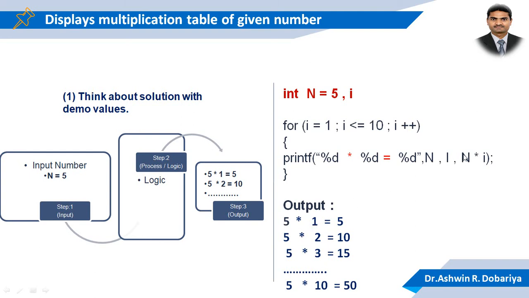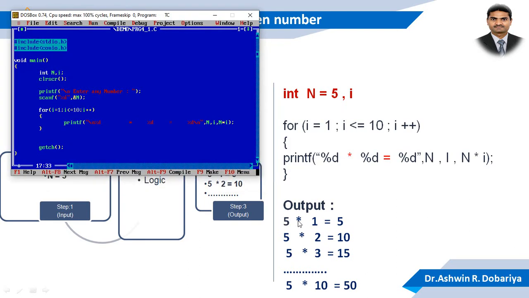So we can write the statement like this: n, our input number, multiplied by the counter variable. The output of this statement will be displayed in place of the third percentage d. So it looks like this. This is the overall logic of how we can display the multiplication table in a formatted manner. Let's see the same program in Turbo C so you can understand easily.